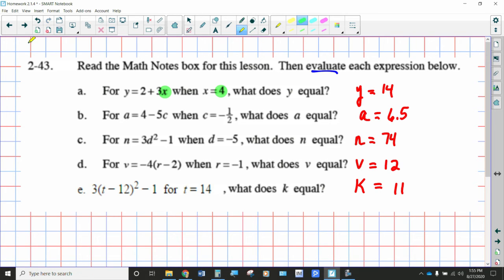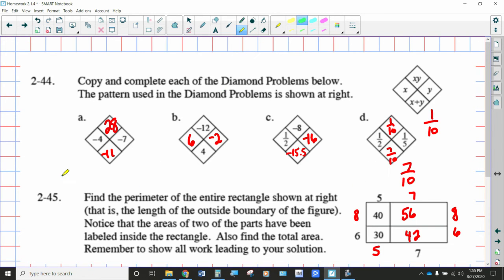Otherwise, let's move forward. All right, diamond problems. Remember, these two numbers, when multiplied together, give you the product on the top. So -4 times -7 is +28. And then when you add them together, you get the number on the bottom. So -4 plus -7 is equal to -11.